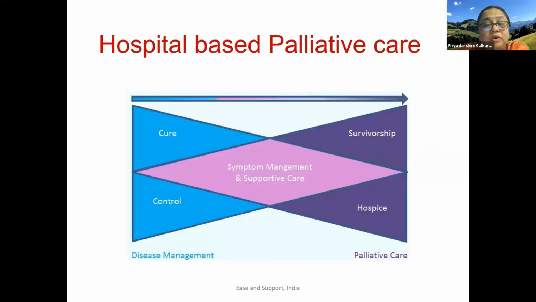So though symptom management and supportive care is common, like in the initial slides I showed, they also are doing the same things. They are also trying to do symptom management. They are also trying to help their patients. Their focus is on cure and control, and our focus is more on survivorship and hospice care or palliative care till the end. That has to merge.